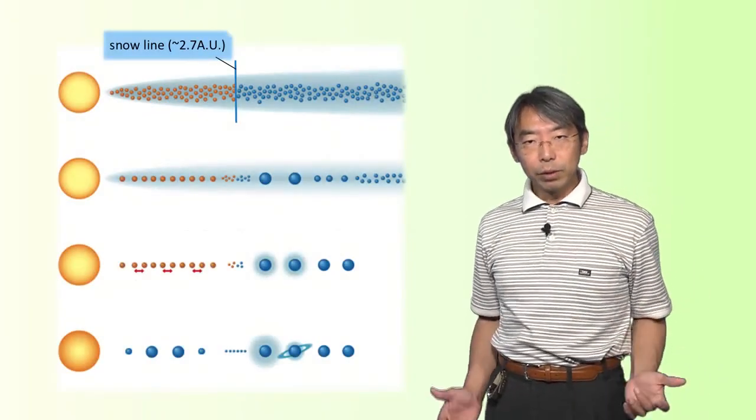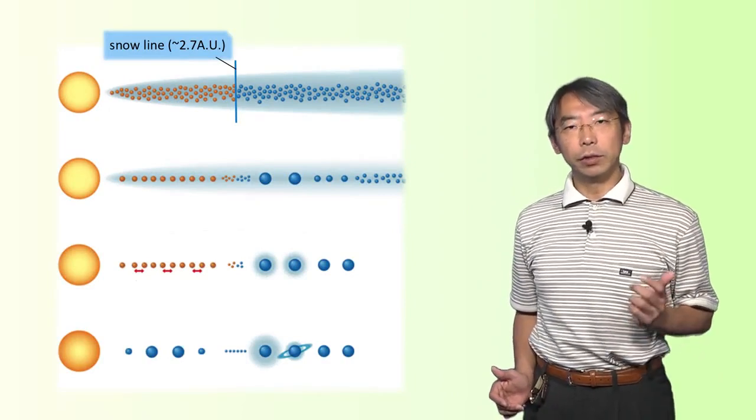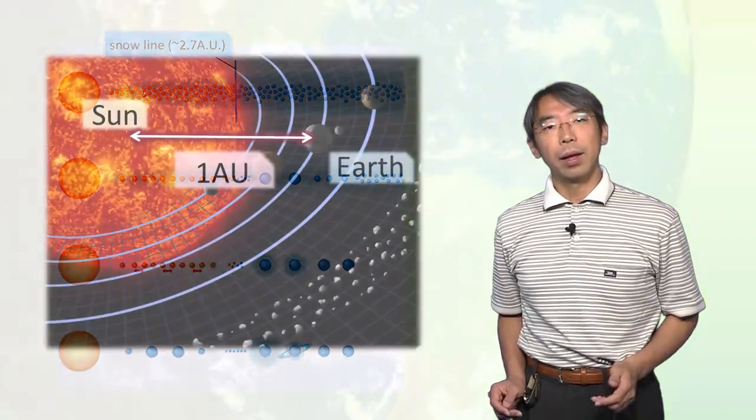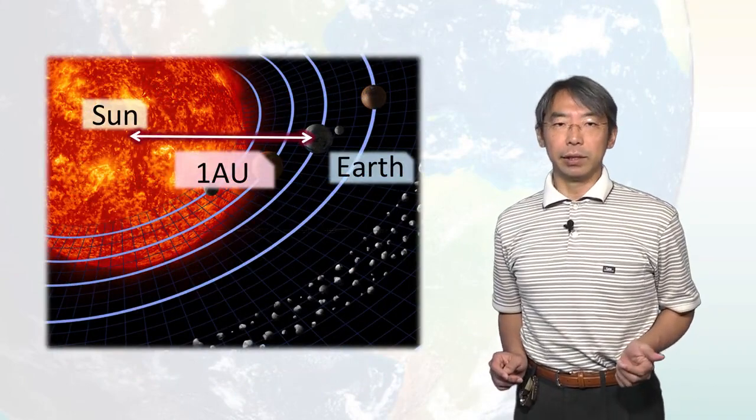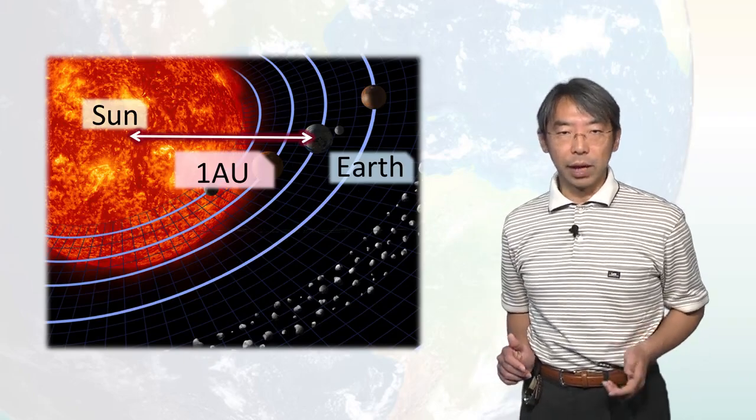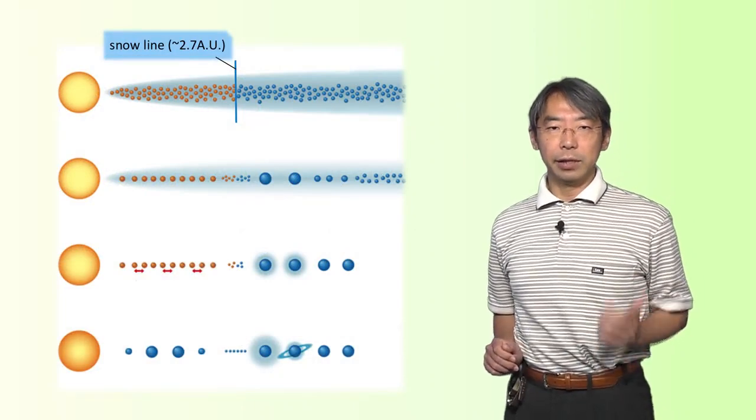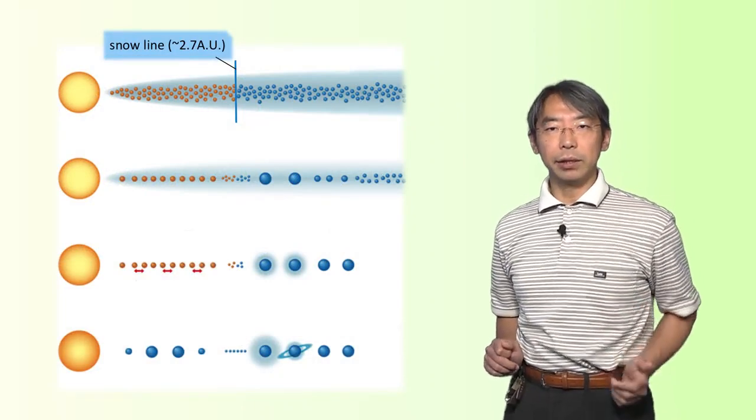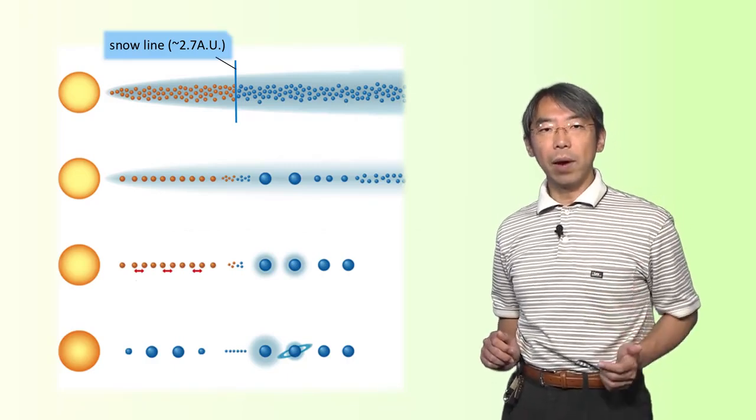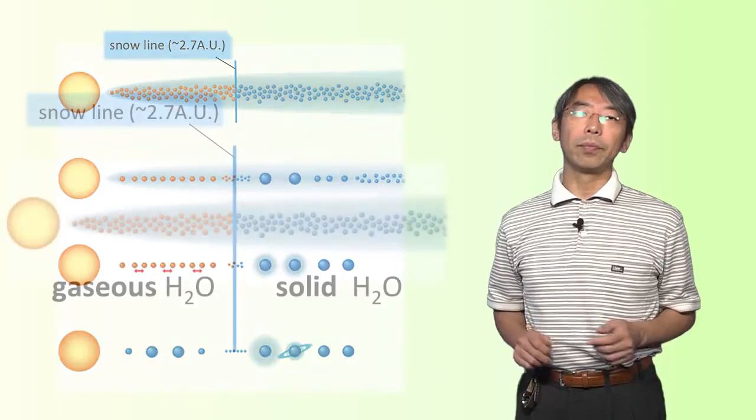Here, the important thing for you to understand is the snow line, which is located at about 2.7 AU. AU is a unit of distance. 1 AU is the distance of the Earth from the Sun. So 2.7 AU indicates that a snow line exists at a distance 2.7 times farther away than the distance between the Earth and the Sun.